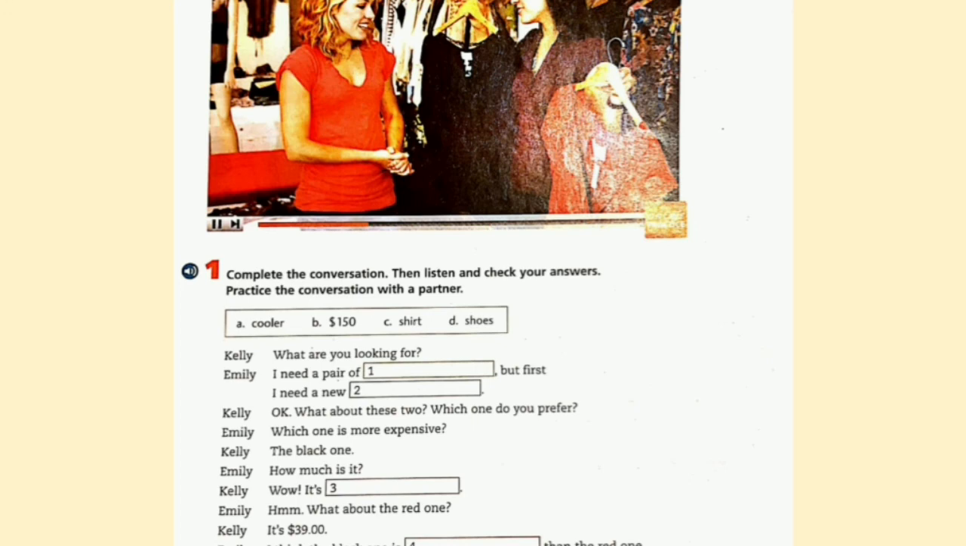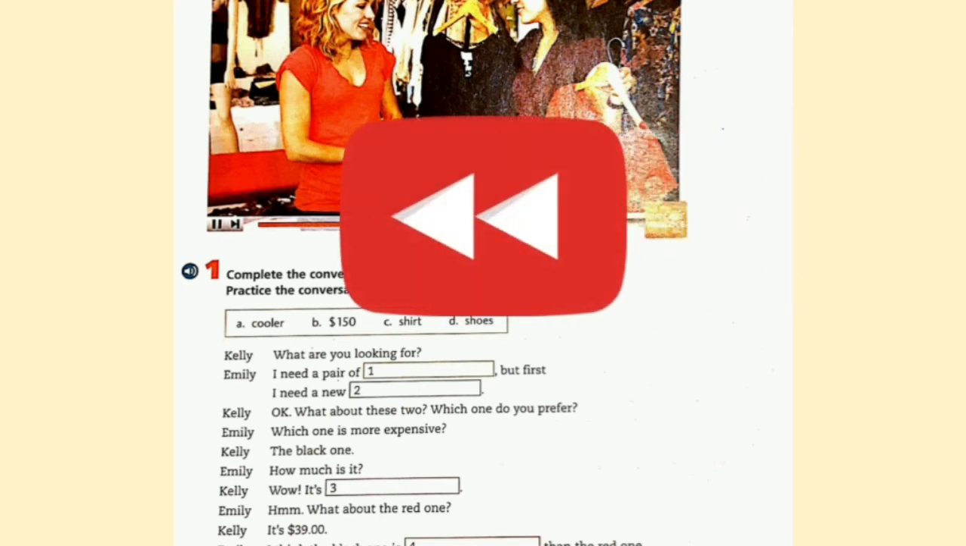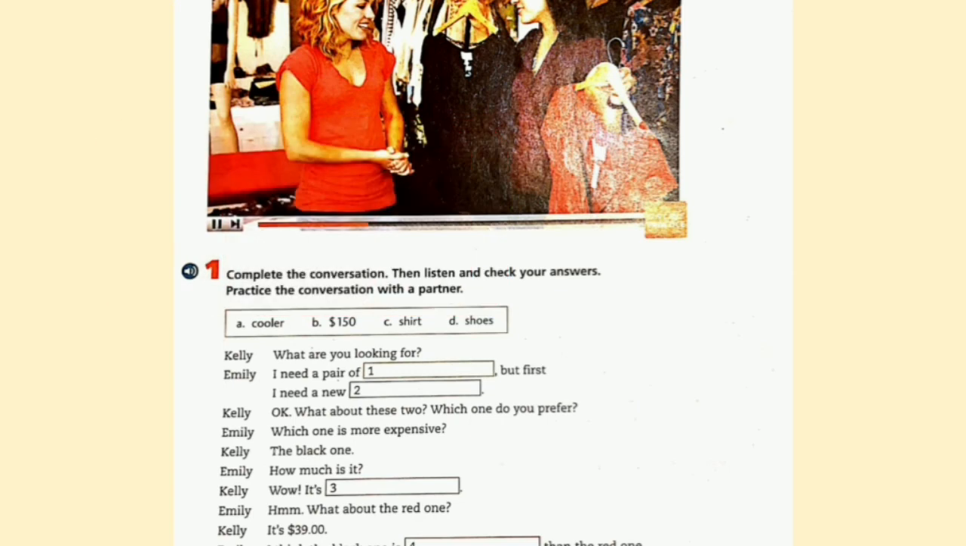Alright, so if you didn't understand something or it wasn't clear, you can rewind the video, okay? Ponerlo en reversa para volverlo a escuchar. So again, there we have the conversation. There you have to complete it with four words: cooler, $150, shirt and shoes. Very good.